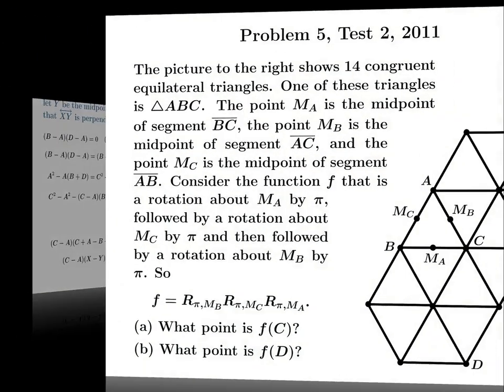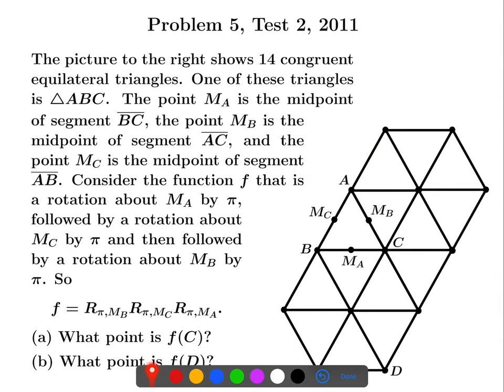I want to do one more example. And this is problem 5 from test 2, 2011. You don't have to read all of this. The main information is here. And the notation is the same we've used before. We have a triangle ABC. M sub A is the midpoint of BC. M sub B is the midpoint of AC. And M sub C is the midpoint of AB, just like we've had before.